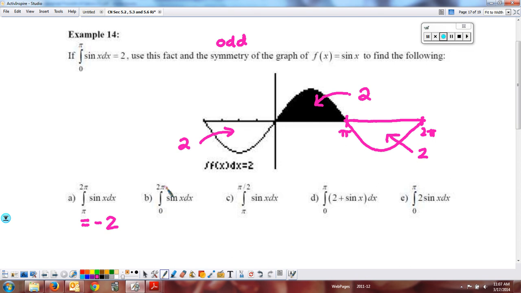Okay? If I want to go from 0 to 2 pi, from here to here, well, if I'm doing the definite integral, again, you have signed area, so it would be positive here, negative here. They add together, your answer would be 0.